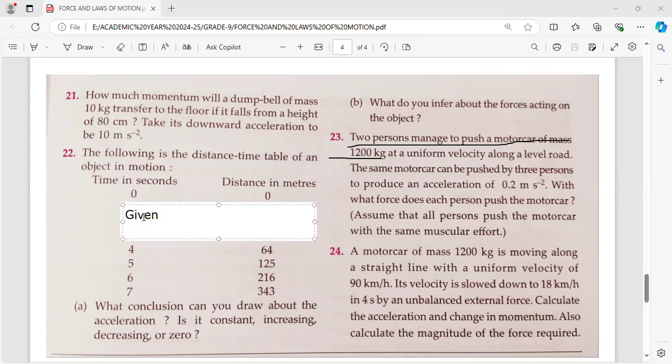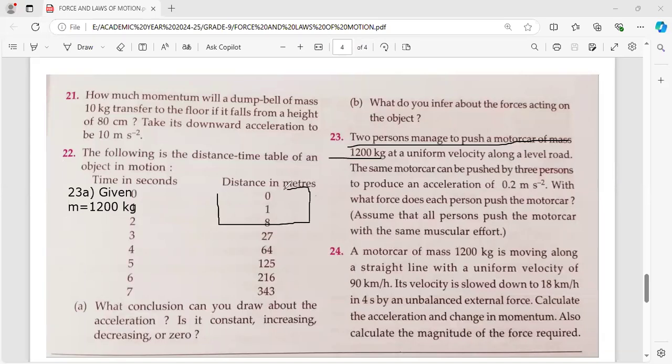Given question 23, I am solving the 23rd answer. First I'll write the given values. Given mass is equal to 1200 kilogram. Here it is given that two persons manage to push a motor car of mass 1200 kilogram. Suppose this is a motor car, just imagine.